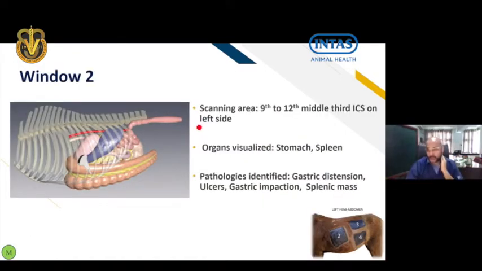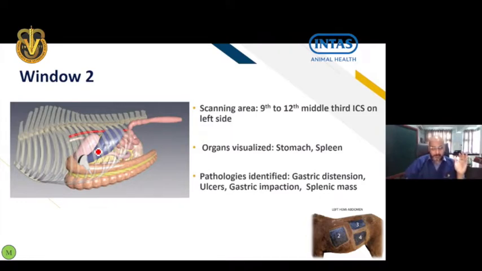Now this is window 2. Window 2 will give you the idea of the stomach and the spleen. The area is the 9th to 12th intercostal spaces, middle third. The pathologies identified are gastric distension, ulcers, gastric impaction, and splenic masses, and also how you are going to do the scanning, in which direction you are going to scan.